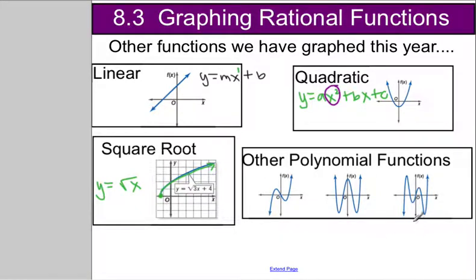Some other polynomials that we have talked about: this one has two changes in direction, so 2 plus 1 is 3. So this is a third degree, a cubic, so it has an x to the third in it at some point. This one has 1, 2, 3 changes in direction, so 3 plus 1 is 4, so this one is an x to the fourth. And this one we have 1, 2, 3, 4 plus 1, so this is a fifth degree polynomial. So it's an x to the fifth. So today we're going to graph rational functions, so functions that have been written as fractions.